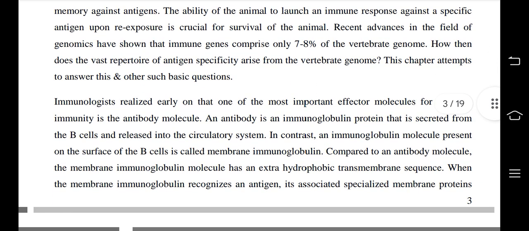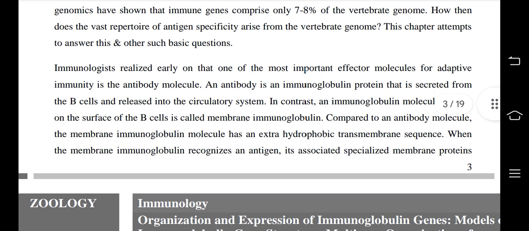So immunologists realized early on that one of the most important effector molecules for adaptive immunity is the antibody molecule. An antibody is an immunoglobulin protein that is secreted from the B cells and released into the circulatory system. In contrast, an immunoglobulin molecule present on the surface of the B cell is called membrane immunoglobulin. Compared to an antibody molecule, the membrane immunoglobulin molecule has an extra hydrophobic transmembrane sequence.